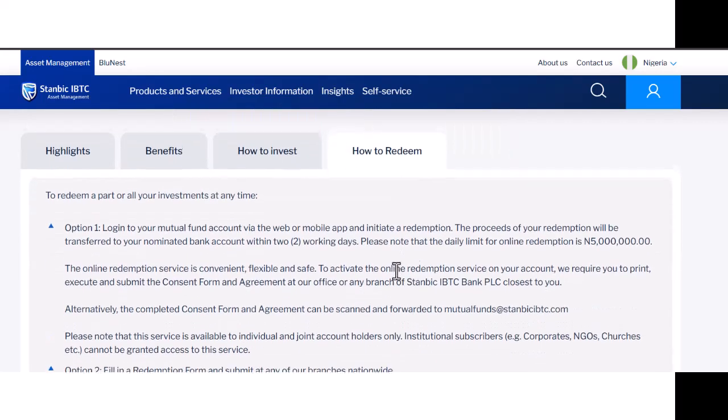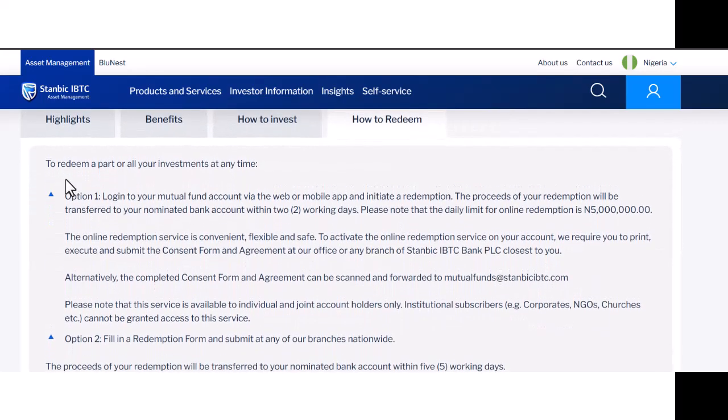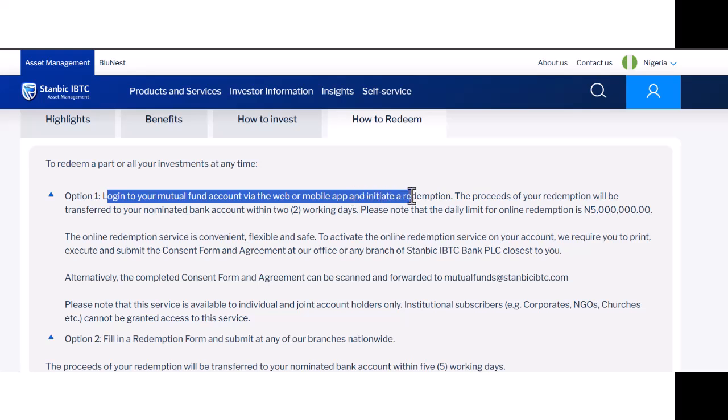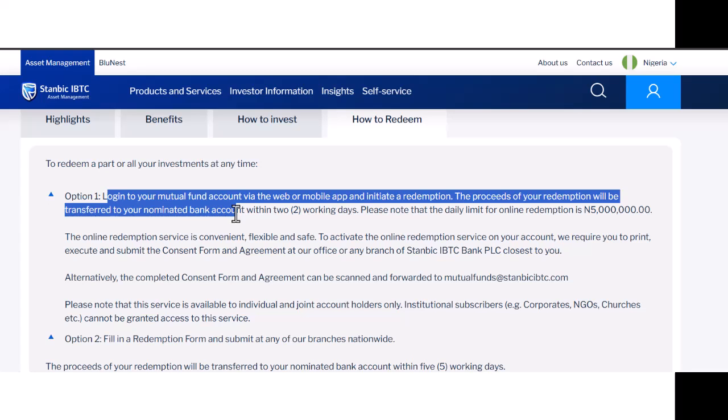Then this is how to actually redeem your money. So to redeem a part of or all your investment at any time, all you have to do is log in to your mutual fund account via web or mobile app and initiate a redemption. The proceeds of your redemption will be transferred to your nominated bank account within 2 working days.